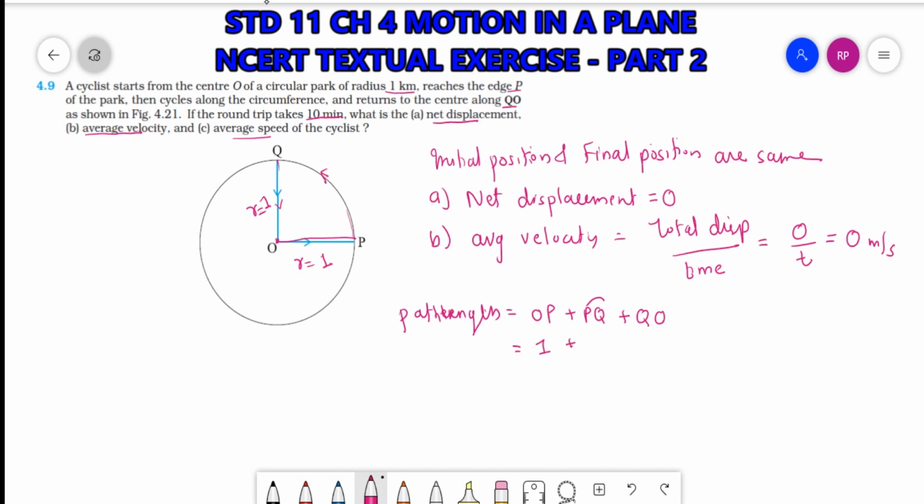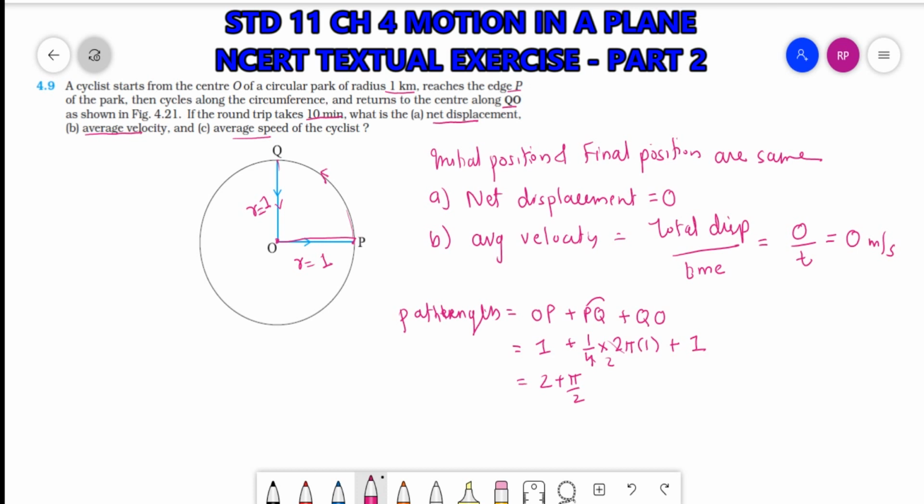Arc PQ, this is the 1/4 of the complete circle. So I write down 1/4 into the circumference, that is 2 pi r. What is r? 1. Plus what is OQ? 1. So it's 1 plus 1, that is 2, plus pi by 2. That is the total path length.